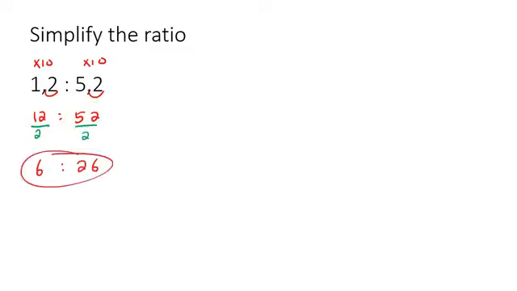Now these two numbers can go even smaller. So you just divide these by 2. And so that's going to give you 3 and 13. I think that was the same answer as the previous one. Interesting. Okay, so 3 and 13.